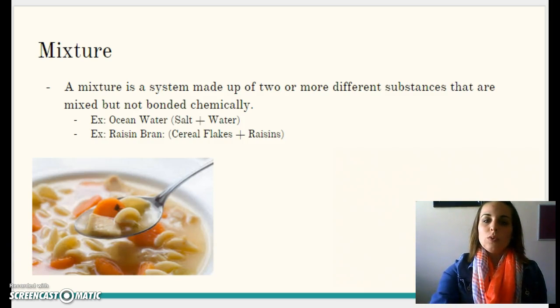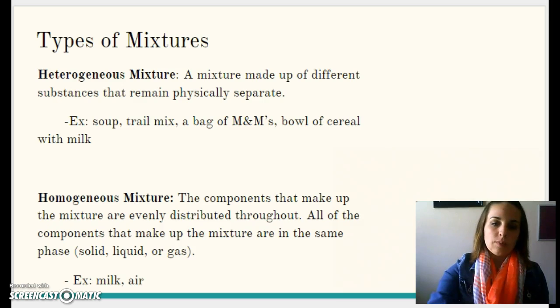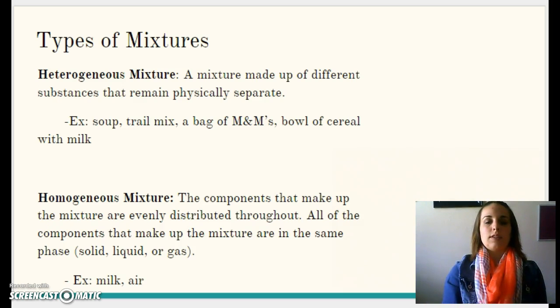Now there's two specific types of mixtures. A heterogeneous mixture is a mixture made up of different substances that remain separate. So if we took a bag of M&Ms, you could separate out the colors. Or if you have trail mix, you could separate out physically the different pieces of the trail mix.